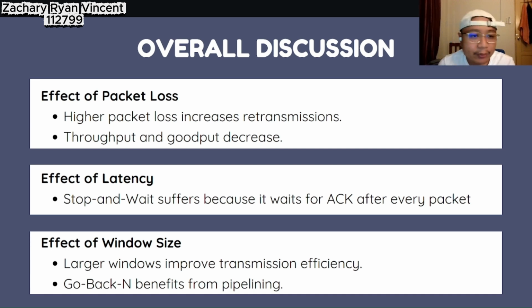Basically, our analysis shows that ARQ protocol performance is affected by packet loss, latency, and window size. Higher packet loss increases retransmissions and reduces throughput. High latencies especially affect stop and wait because it waits for an ACK after every packet. Larger window sizes improve efficiency, which is why Go Back N performs better through pipelining and better bandwidth utilization.